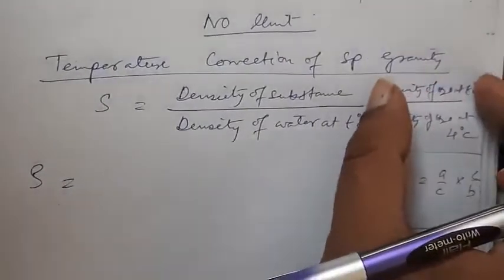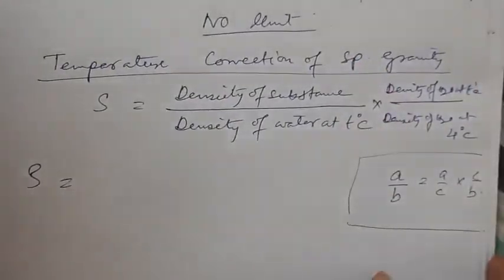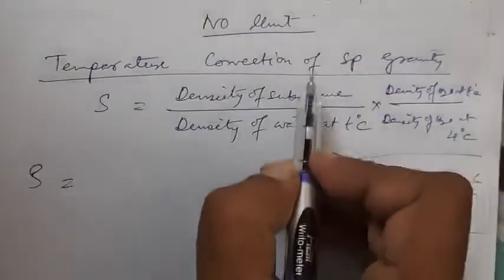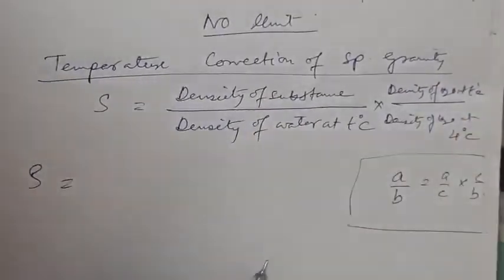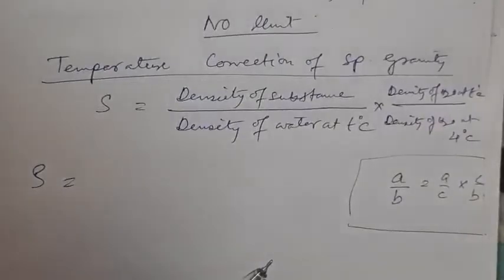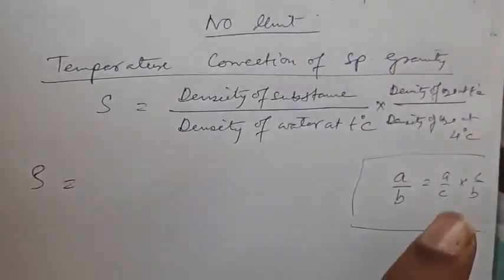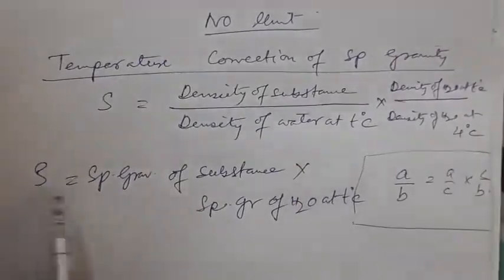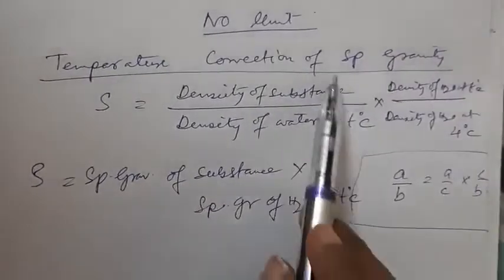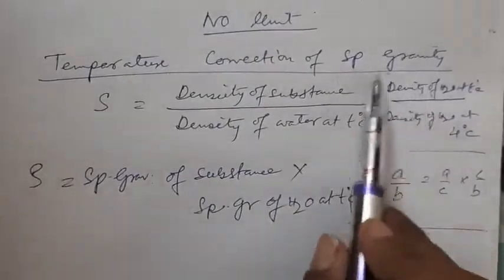Now this specific gravity of water at T degree centigrade can be found out from a chart which we get in the laboratory. So this part we can calculate by mathematical calculation, and this is the part we have to obtain from the chart in the laboratory, from which we can get the specific gravity of water at T degree centigrade. So by definition we can write S is the specific gravity of substance, this fraction, into specific gravity of water at T degree centigrade, this fraction.